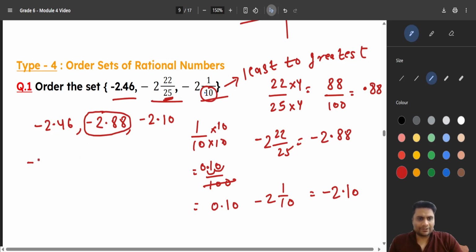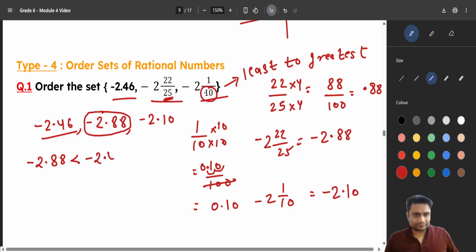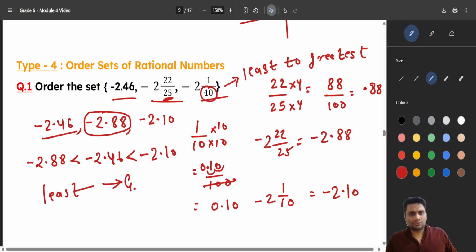Minus 2.88. Because I told you in negative numbers, the bigger number becomes smaller and the smaller becomes bigger. So minus 2.88 is the smallest one, then minus 2.46, and then minus 2.10 will be the greatest one. So from least to greatest. Okay, this is how you have to order the numbers, rational numbers.